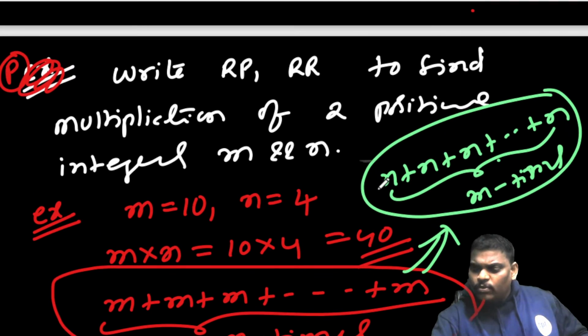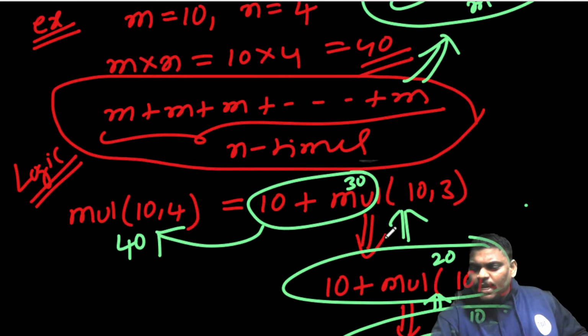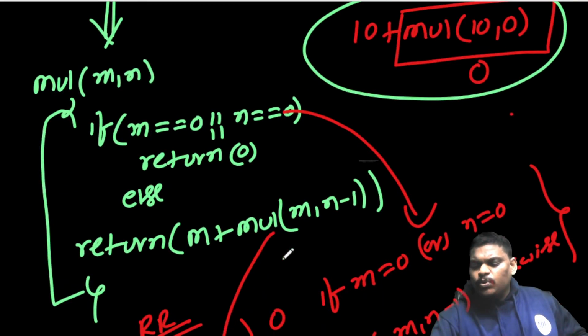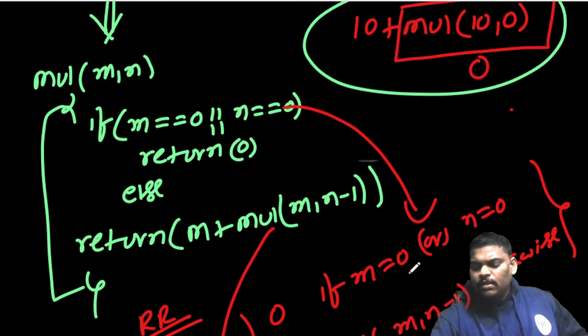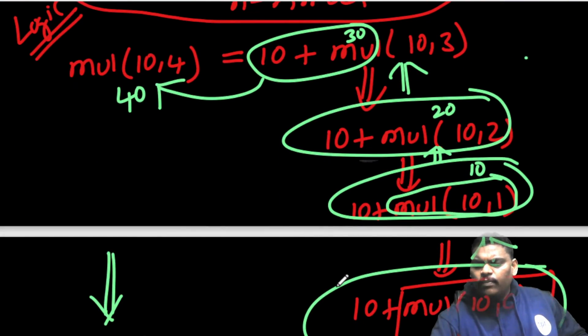First of all, find out which logic you want to write. I took this logic, the one written in red, gave the example accordingly, and wrote the recursive program and the recurrence relation. If you write a different logic, you get a different recursive program. One problem has many recursive programs.